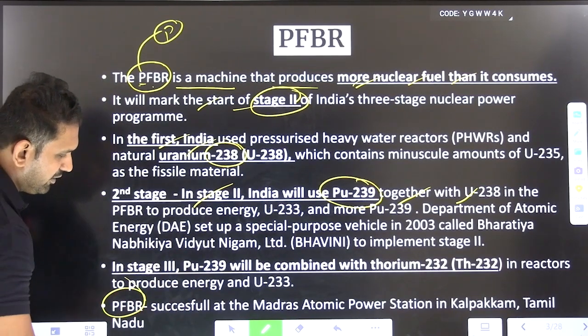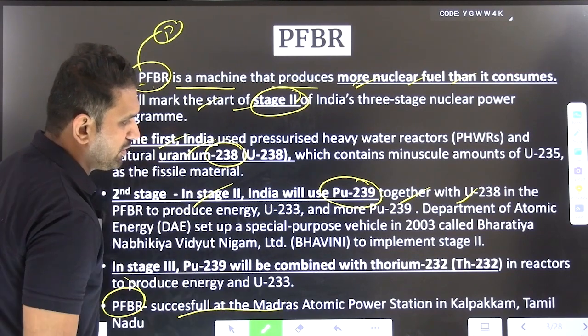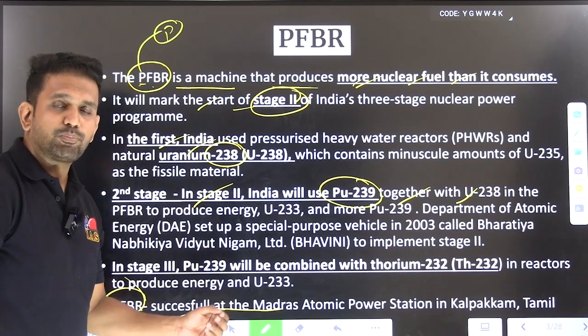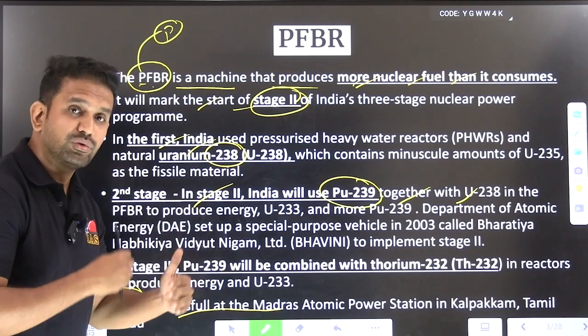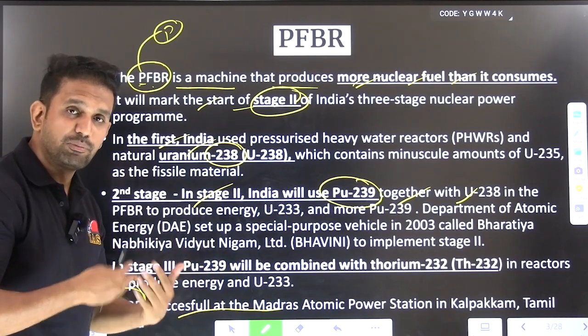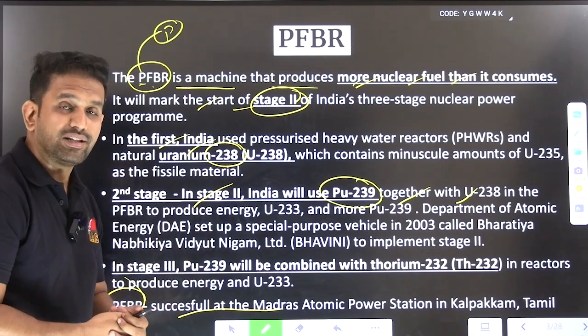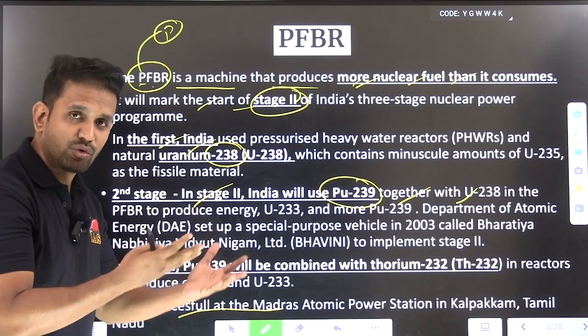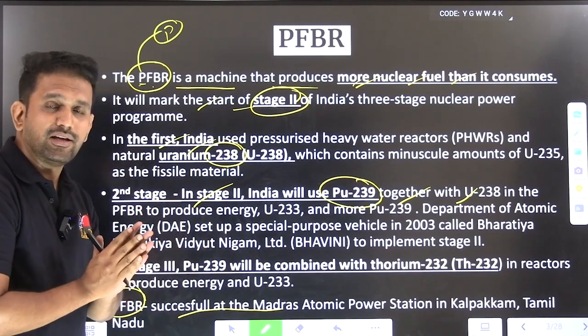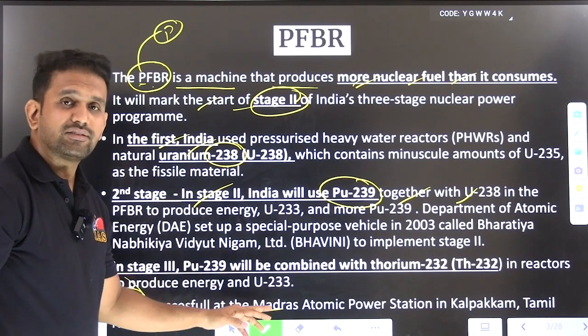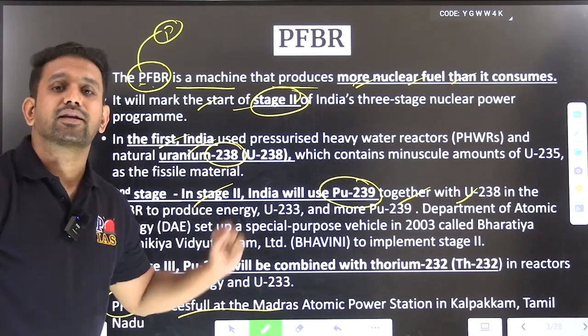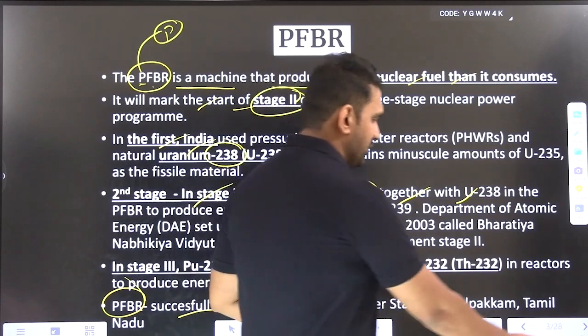The prototype fast breeder reactor was successful at the Madras Atomic Power Station in Kalpakkam. Prime Minister Modi ji witnessed how this reactor is producing more nuclear fuel than it consumes. He saw it with his own eyes and applauded the scientists. All this happened in the nuclear power plant located at Kalpakkam, Madras, in Tamil Nadu.